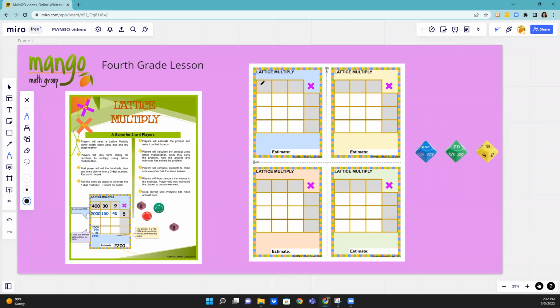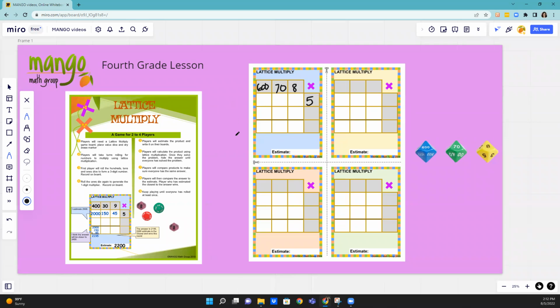So this one, everybody's going to write down 678. And then they have to roll the dice one more time to get another number. Let's say they got a 5. So now they're going to be multiplying 5 times 678.